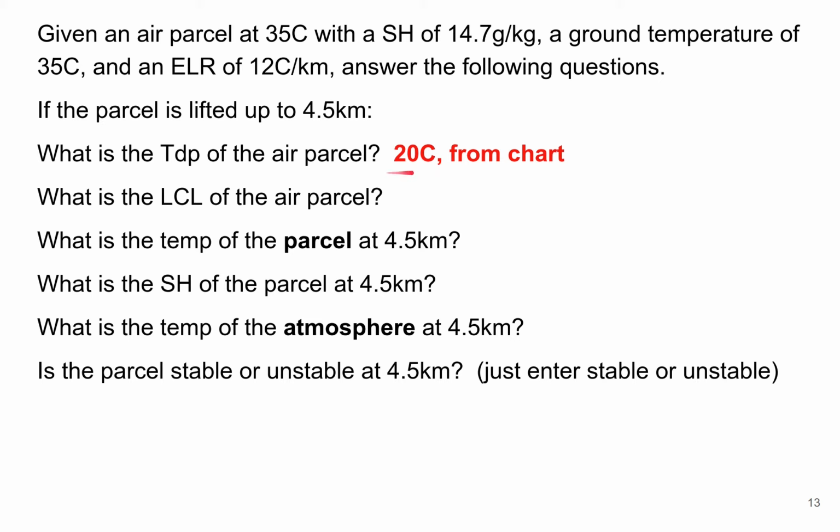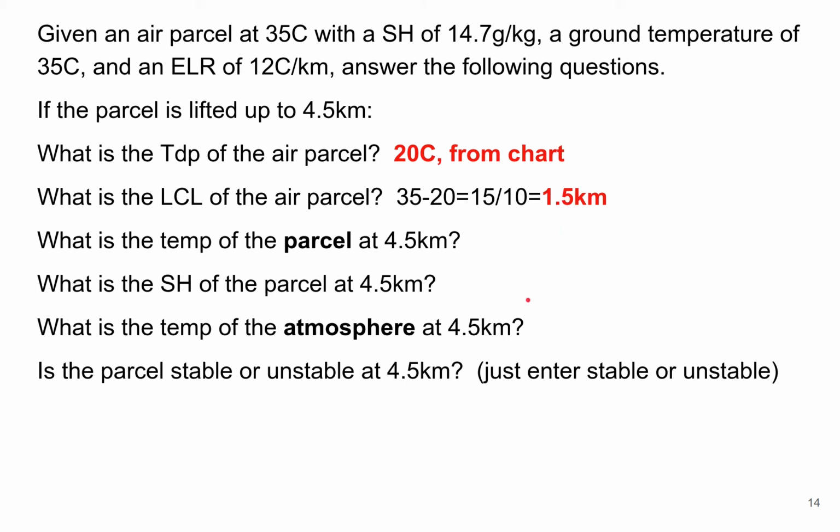So given a dew point of 20 Celsius and a temperature of 35 degrees, 35 minus 20, so temperature minus dew point temperature equals 15 degrees, divided by 10, because the dry rate is 10 degrees of cooling for every kilometer. So that's a lifting of 1.5 kilometers. We're starting at sea level. So the lifting condensation level is going to be 1.5 kilometers.